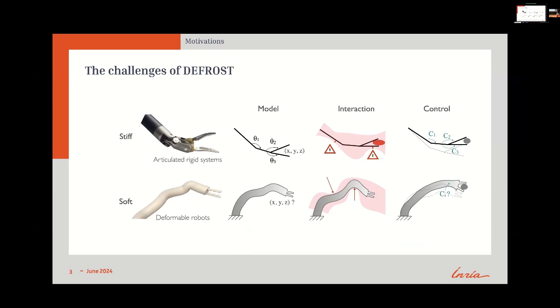So when we started the team, we showed this slide where, when we start with articulated rigid systems, you have a limited number of articulations. Usually you avoid collision with the environment, and you have a well-established method of control. But when you go to deformable robots, soft robots, you no longer have the analytical models. You want the robot to interact with the environment, so you need to take into account the interaction model. And of course, for the control methods, it's still an open challenge for the community.